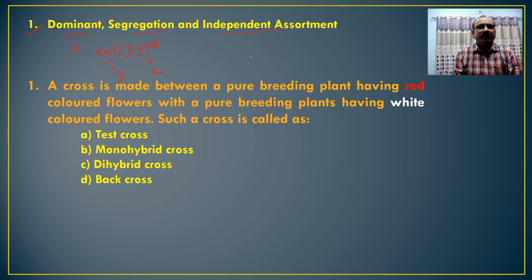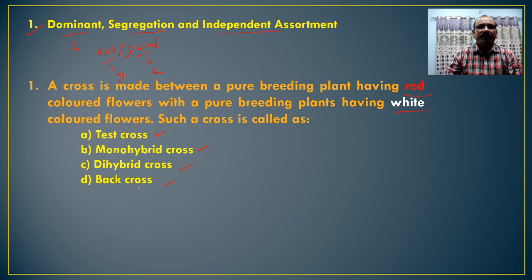Here is the first problem: a cross is made between a pure breeding plant having red colored flowers and a pure breeding plant having white colored flowers. Such a cross is called, means here we have two plants crossed, one red flowered and the second white flowered, and we have the options: the test cross, monohybrid cross, dihybrid cross and the back cross.